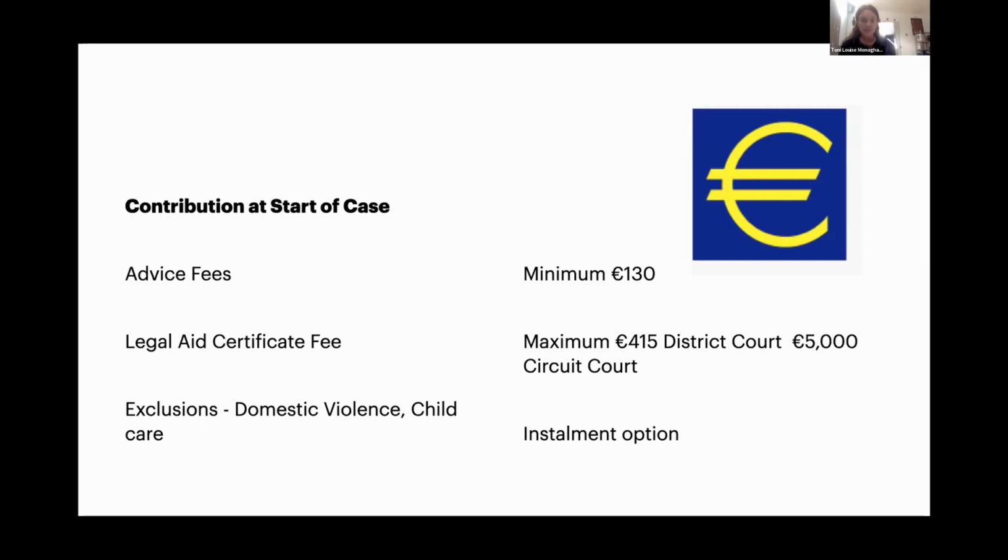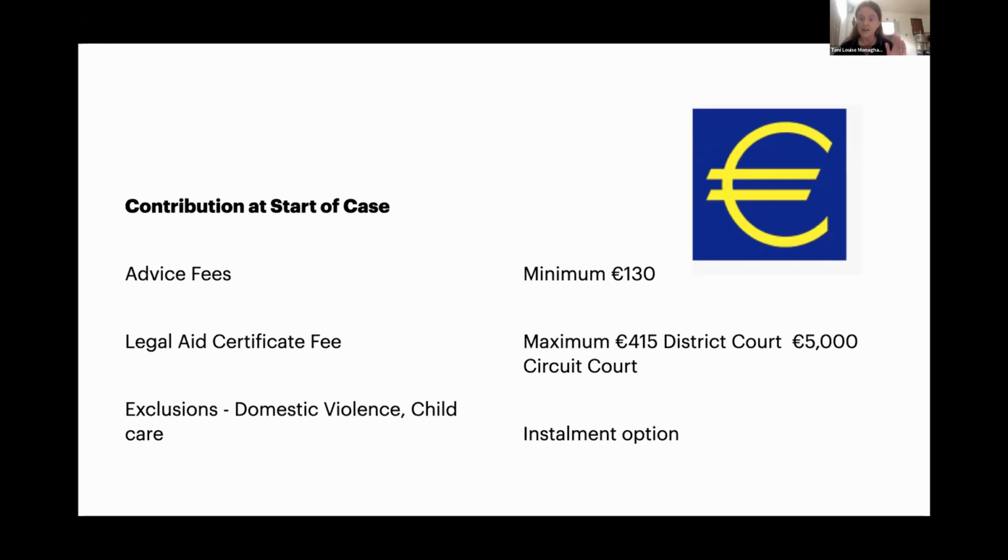So these are the fees. The minimum fee is 130. So if your client who's going for divorce is on social welfare and job seekers, then their fee for legal aid and advice will be 130. The advice fee, when they come in for their first consultation, would be the 30 euros. And then their aid fee is 100 euros, it'll be the balance. And that would be paid when they get their certificate. The maximum that a person will pay if they're going to the district court would be 415 euros.